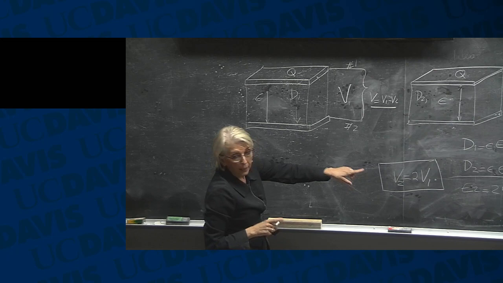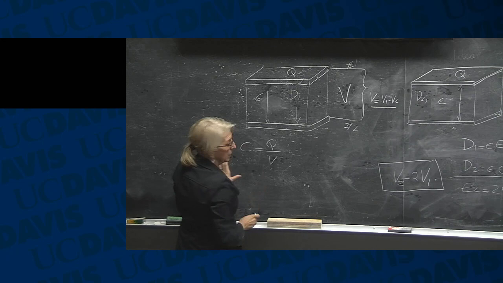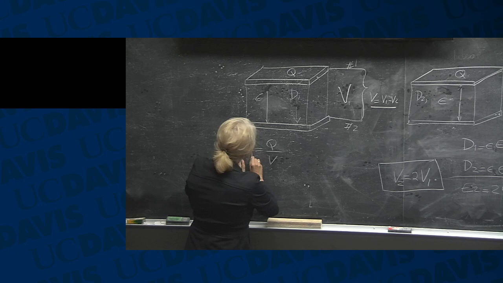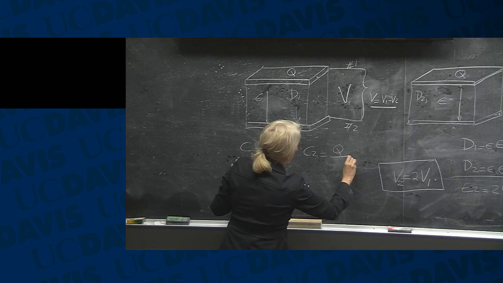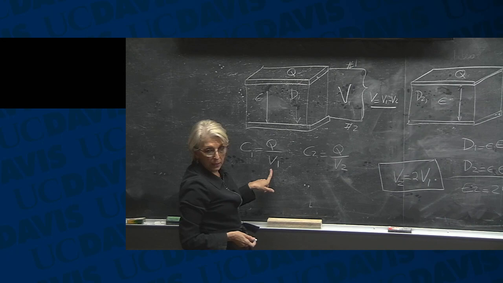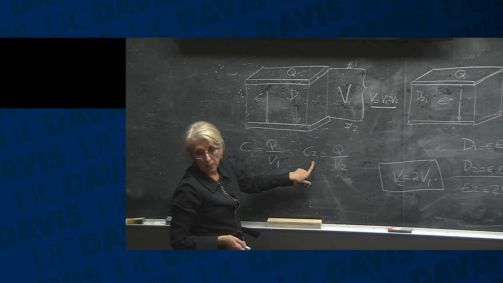Capacitance. Capacitance is how much? Q over V. If Q is the same, C1 is going to be Q over V1, and C2, the second case, is going to be Q over V2. If V2 became twice V1, what happens to C2? Half. But also, you can come to the same conclusion from here.